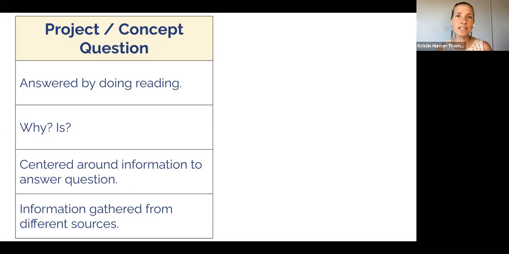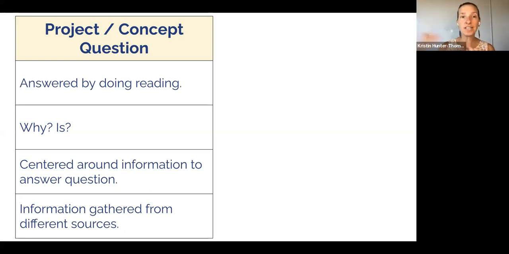There are two different kinds of questions that we often ask in the education space. One of them is project or concept questions, which can be answered by reading or asking your teacher for information. They're often questions like why or is something so. They're centered around known information to be able to answer the question. It's usually something where I have a curiosity and an interest to know what other people have already learned or discovered. So it's new for me, but it is not new for the world more generally.